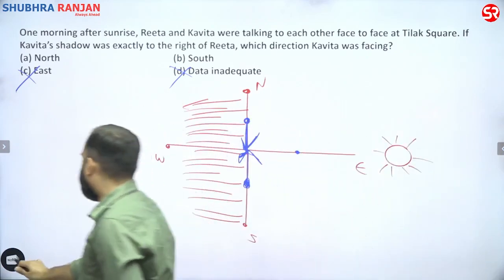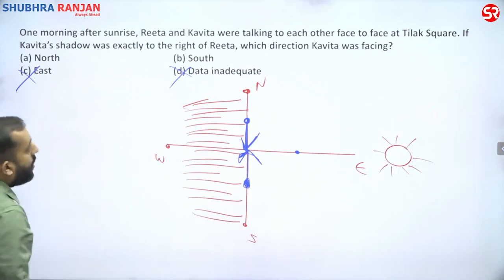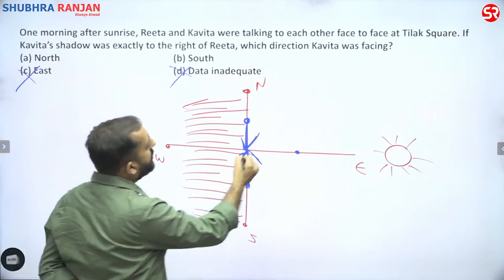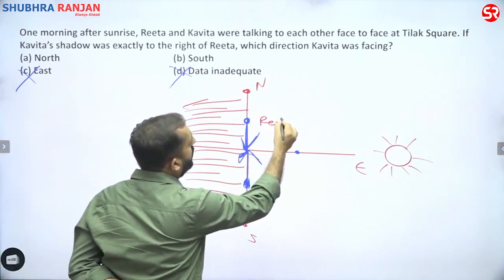Now suppose Rita and Kavita are facing each other. Suppose Rita is facing south.